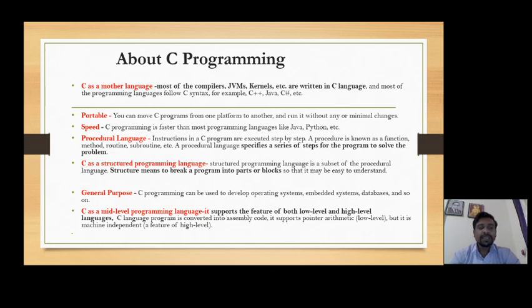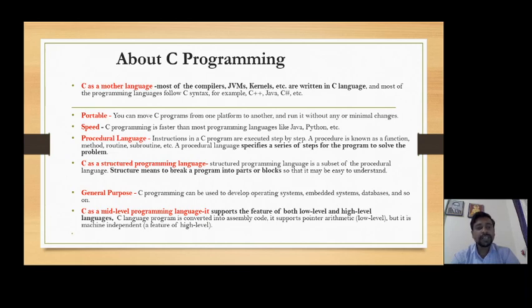C programming is considered the mother language because most of the compilers, like JVM, kernel, etc., are written in C programming. Next, C is a portable language because we can move a C program from one platform to another platform and run it without any or with minimal changes. Then, another important aspect of C is its speed. C is faster than most programming languages like Java and Python because it is considered a middle level programming language.